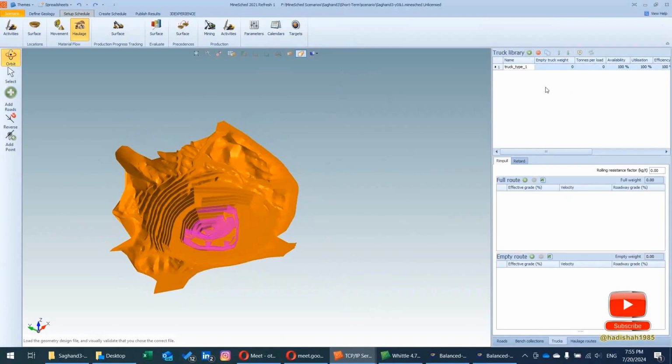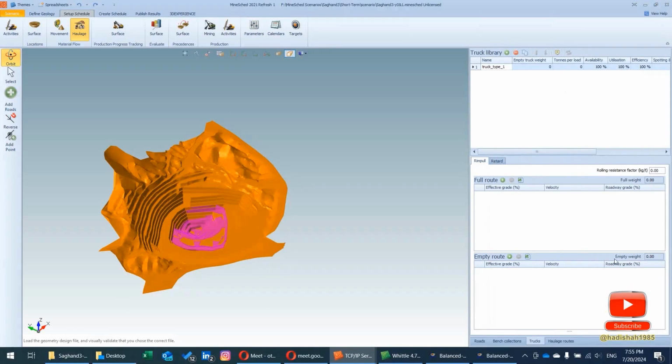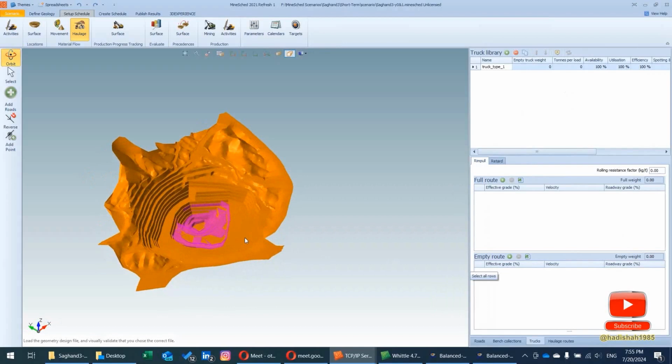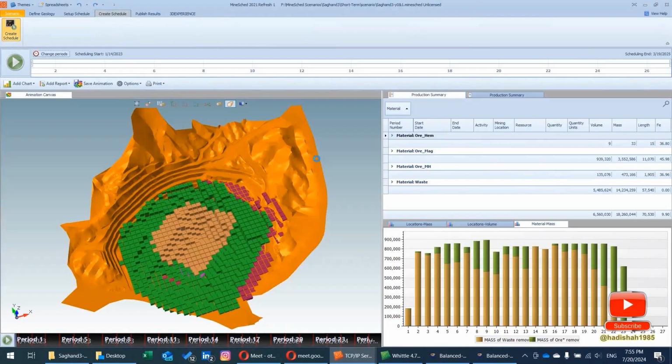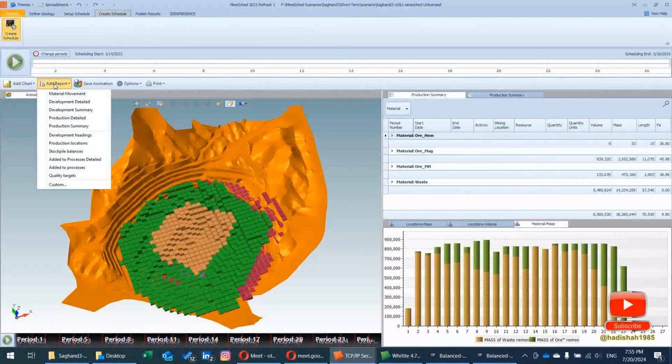mechanical, or I better say performance definitions such as rim pull and retards, specifications, the availability, usability, and efficiency rates, and much more details, and define different fleets, different types of trucks to different routes. And by running this schedule, you can also ask for haulage here in charts and reports.